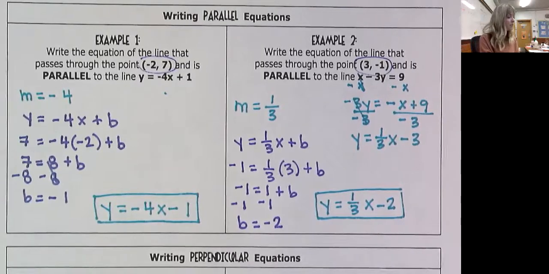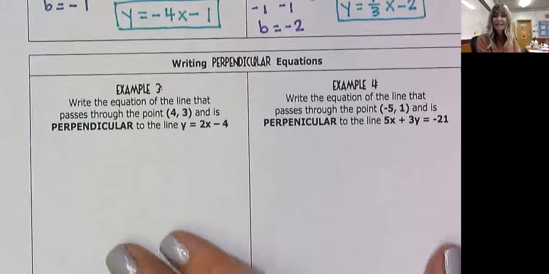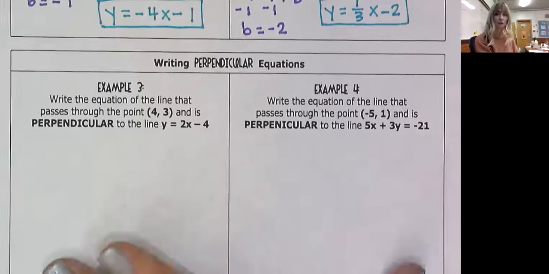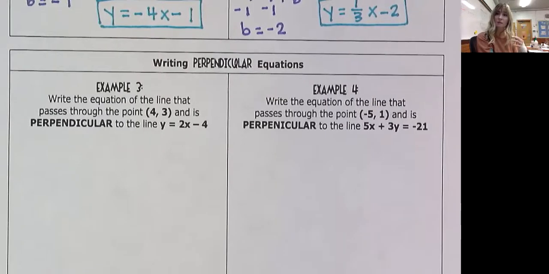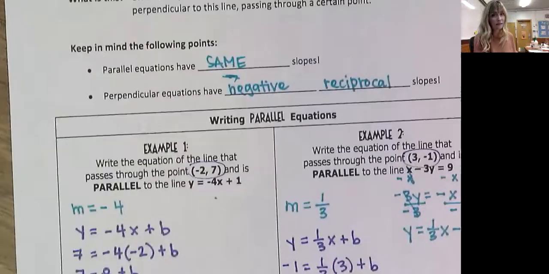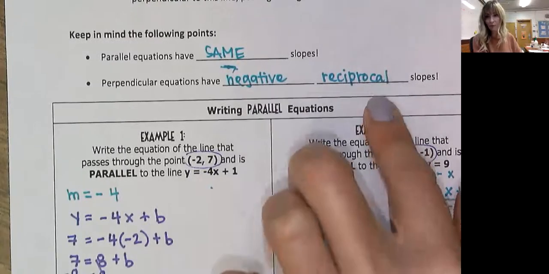Also, you need to be able to write perpendicular equations. Remember, perpendicular means not only do they cross, but it's a little bit more specific than that. They cross at a 90-degree angle. So in order to write perpendicular equations, we're not going to use the same slope. We still definitely care about slope. We still definitely need to know the slope, but we need to use a negative reciprocal slope.